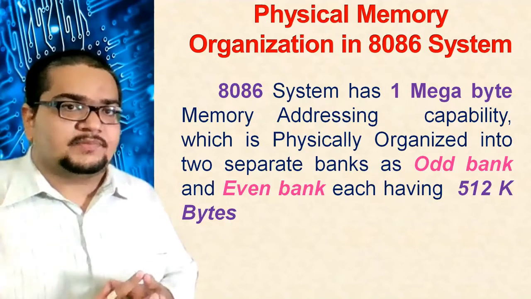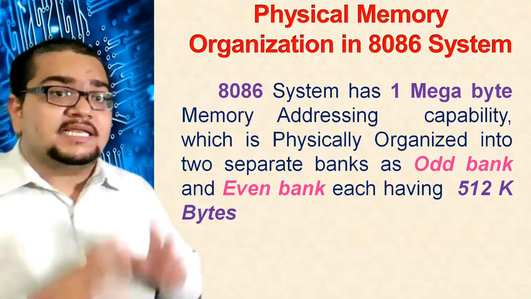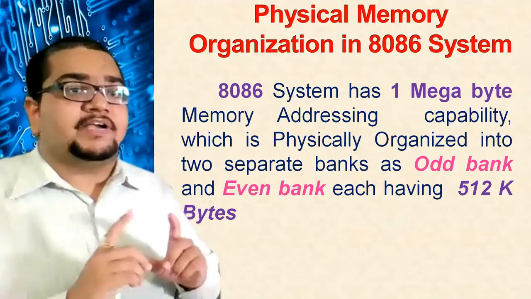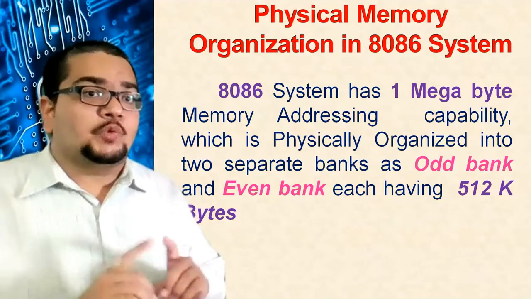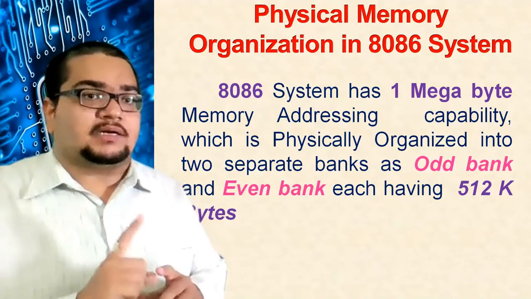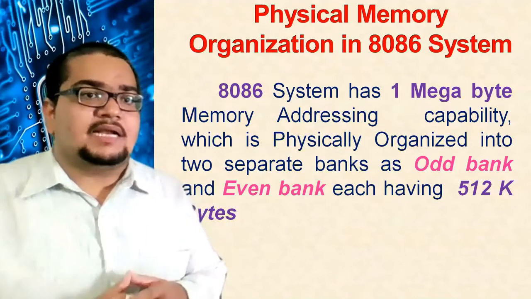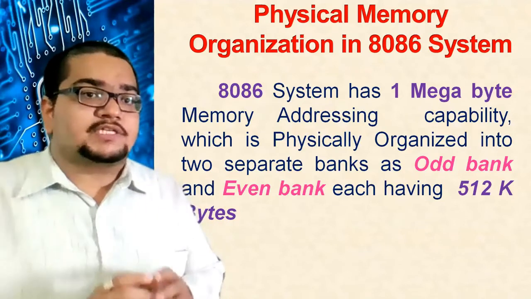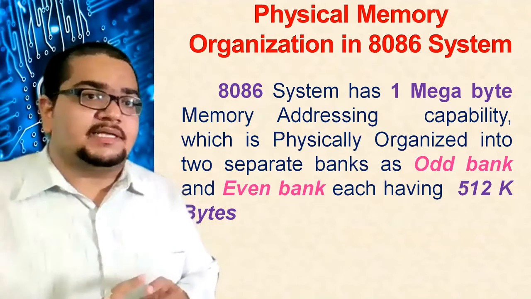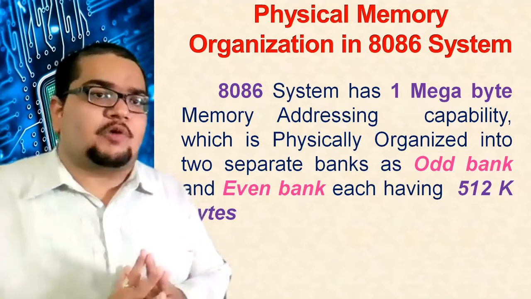Okay, so for that purpose, as we are having 20 address lines, the 8086 addressing capability is 2 power 20 bytes, or 2 power 20 locations. Each location in memory contains 1 byte of data, whether you call it data or instruction, everything. Each location of the memory contains 8 bits, that is 1 byte, and the addressing capability is 20 bits, that is 2 power 20 permutations and combinations.